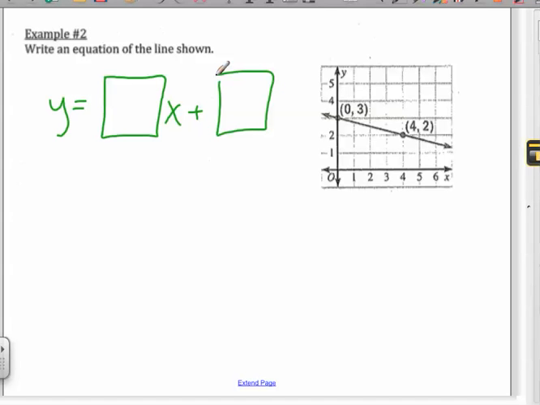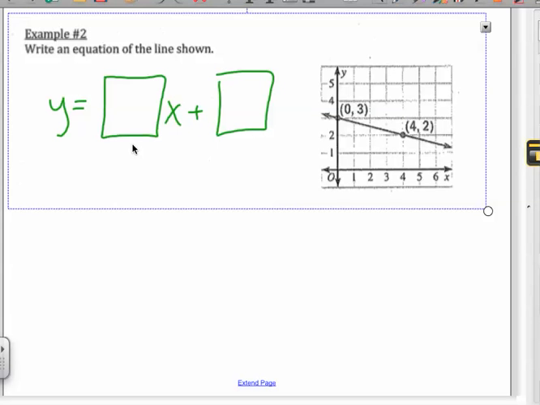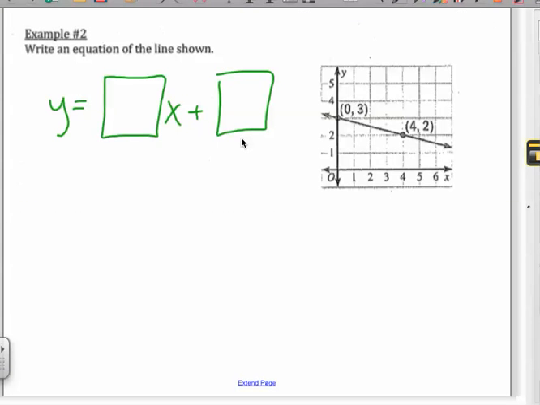3, for the y-intercept. So tell me where that goes. Is it the first box or the second box? Second box. So I'm going to put 3 right here. And the way he found that is that's where the line crosses the y-axis. Done. That's the y-intercept. Right? An x of 0 gives me the y-intercept, 3. So I just plug it in.